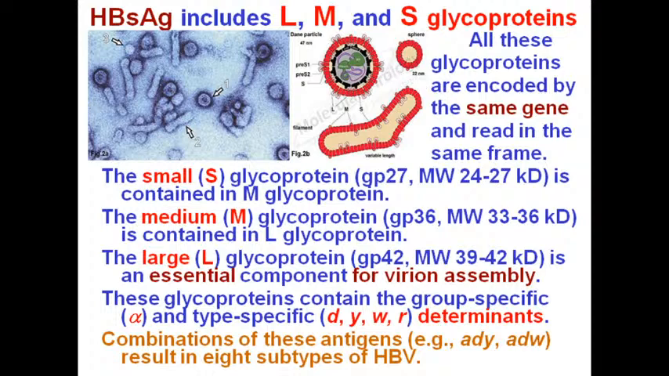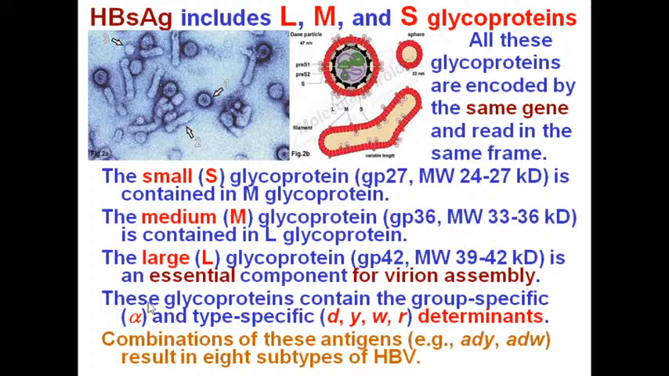The surface antigen that covers the subviral particles and Dane particle is encoded by the same gene and read in the same frame. But we may divide it into small glycoprotein, medium glycoprotein, and large glycoprotein. So the small is contained in M, the M is contained in L, and the large glycoprotein is an essential component for virion assembly.